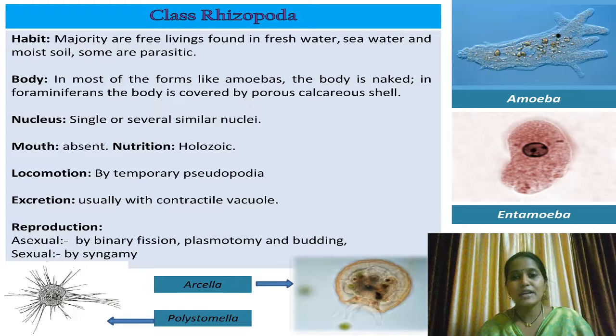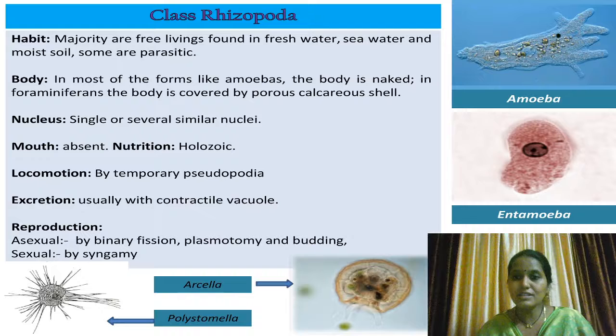Locomotion takes place by the presence of temporary pseudopodia. Whenever the animal wants to locomote, temporary pseudopodia are formed, and after the purpose they are degenerated. Excretion occurs usually with the help of contractile vacuoles. Reproduction takes place by binary fission, plasmotomy or budding. Sexual reproduction takes place by syngamy.